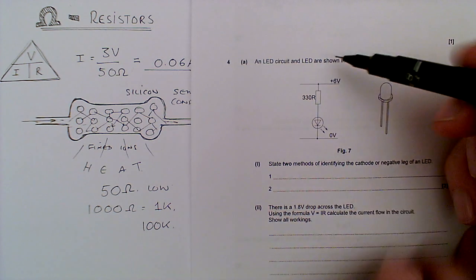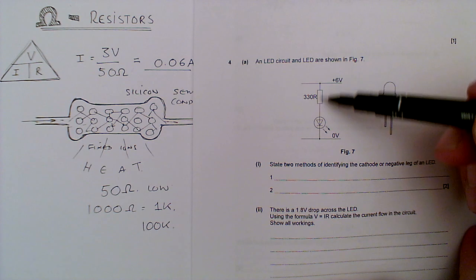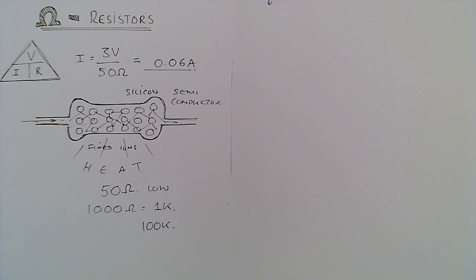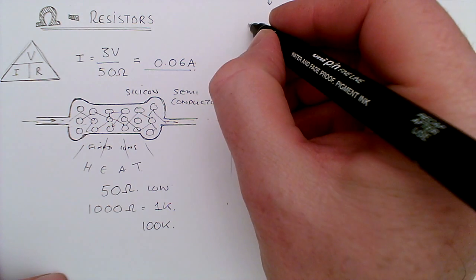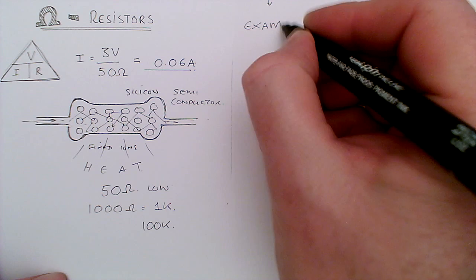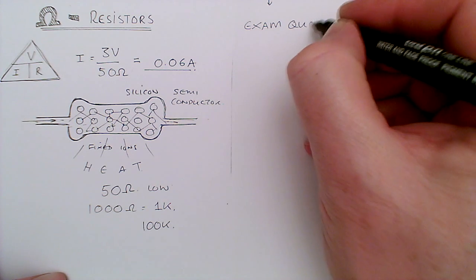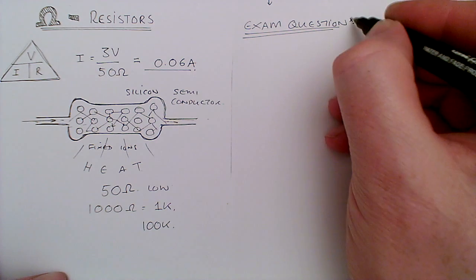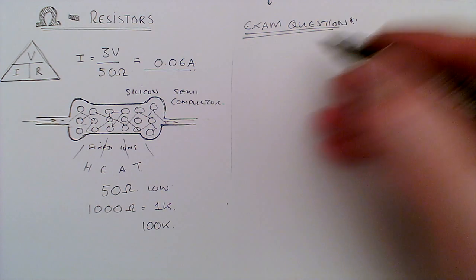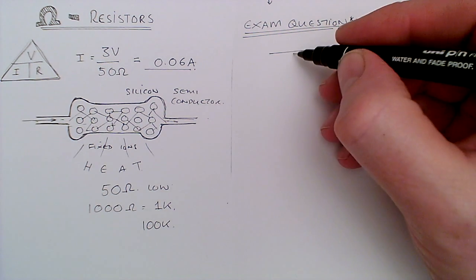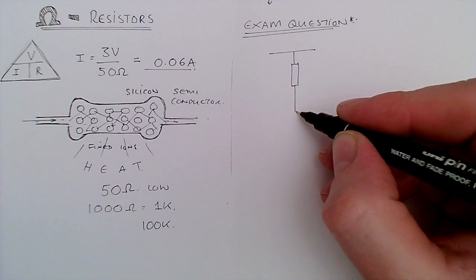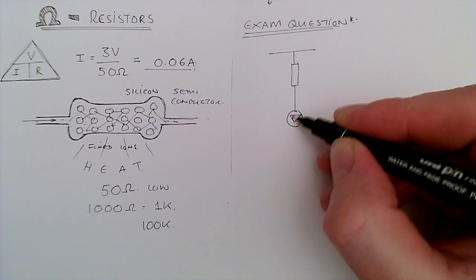So again, you'll recognise this. This is what's called a limiting resistor. LEDs are very delicate and they always require a limiting resistor. So we're going to look at that scenario as part of what you might encounter in an exam. So we're going to label this as an exam question. Okay, and we're talking about some voltage going through some form of resistor, passing through an LED.